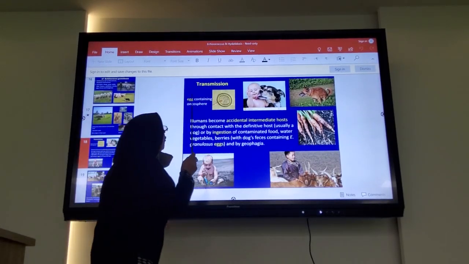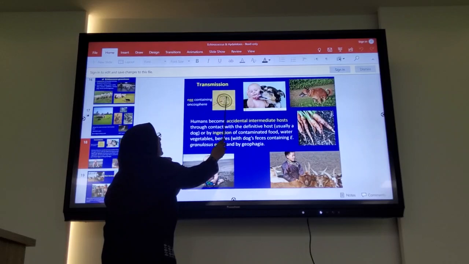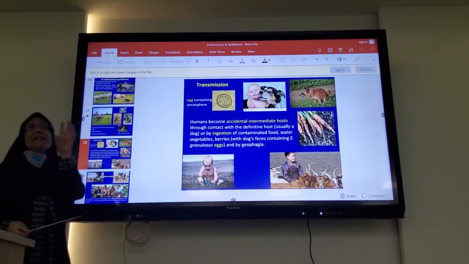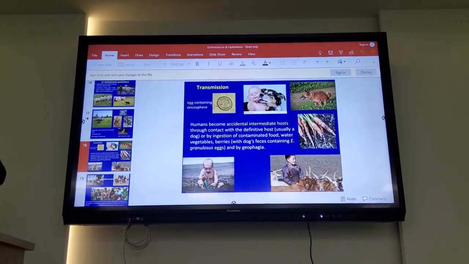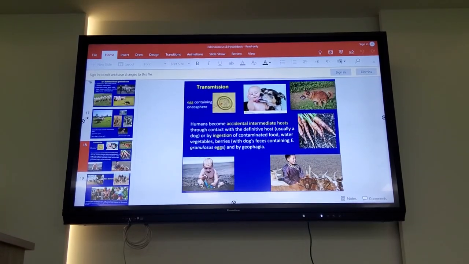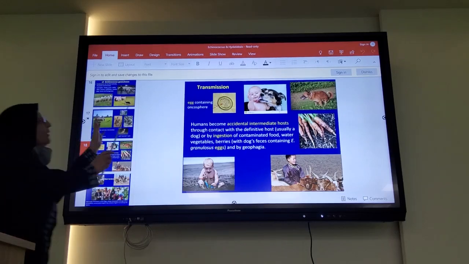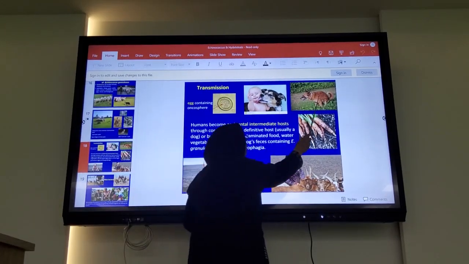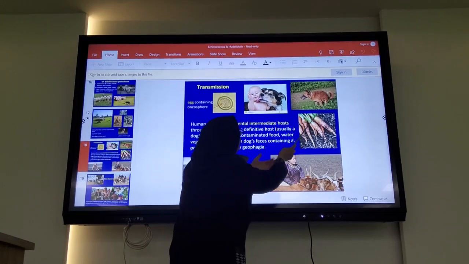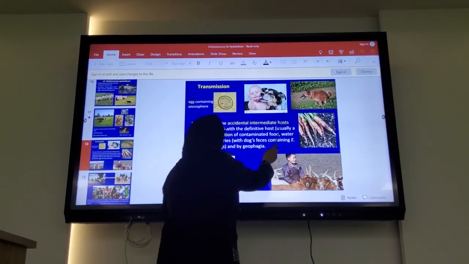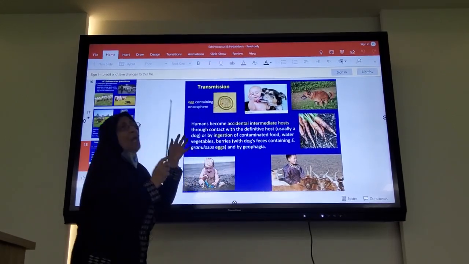So the important part, we have egg with an embryo. The embryo has 6 hooklets. The hooklets actually help the embryo to penetrate the intestinal wall. So the adult parasite is in the intestine of the dog. The eggs are released in the environment. Inside the eggs, there's an embryo.